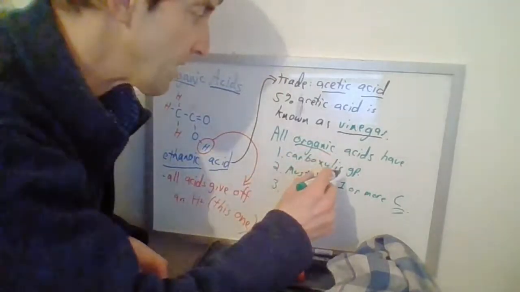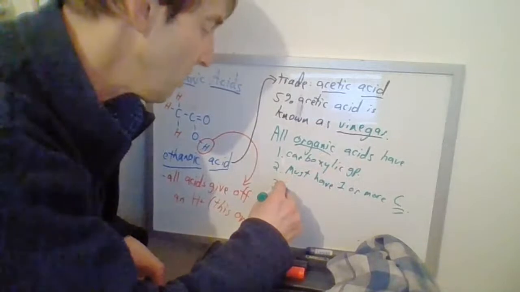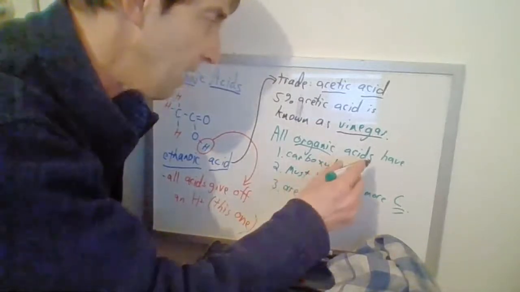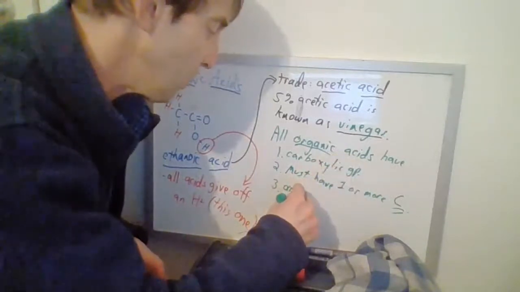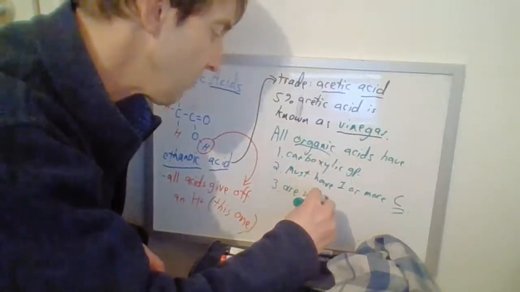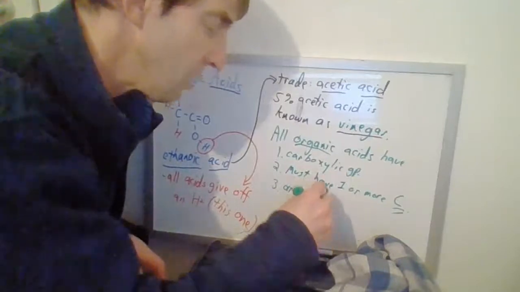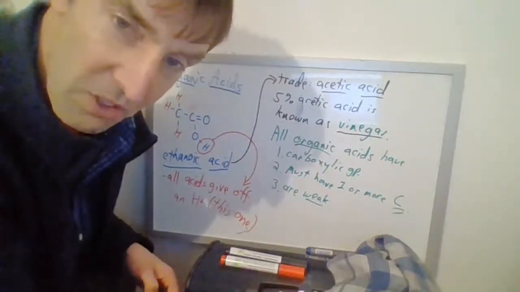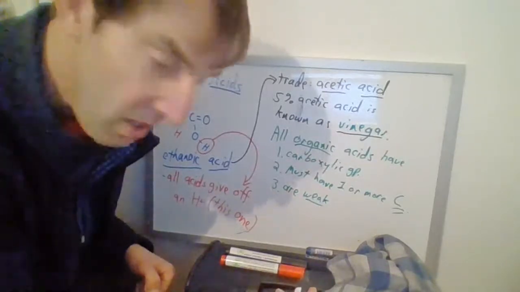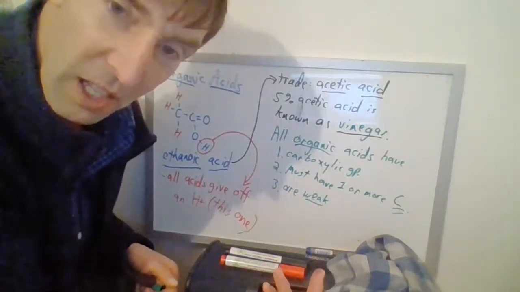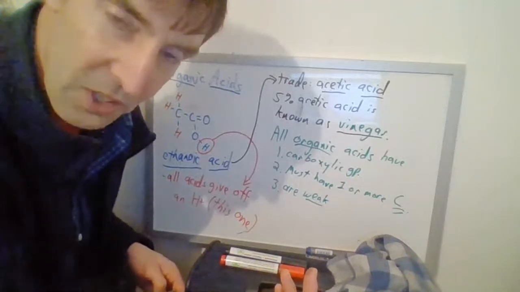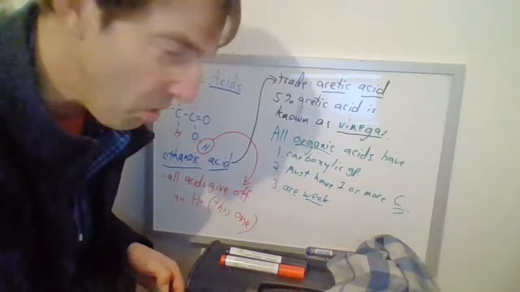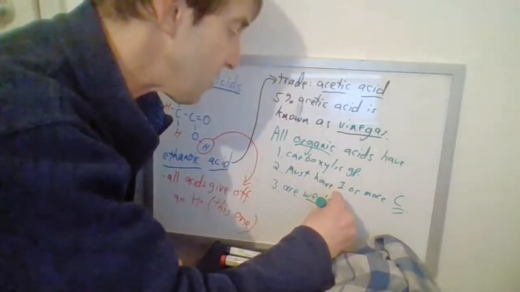All organic acids are, I know that doesn't go with the "have" I got up above, weak. That's why you can drink 5% vinegar. If it was 5% hydrochloric acid, you would burn your throat out. And even citric acid is a weak acid. Otherwise, you wouldn't be able to suck on a lemon or lime, okay? It would burn your throat. So all are weak acids.